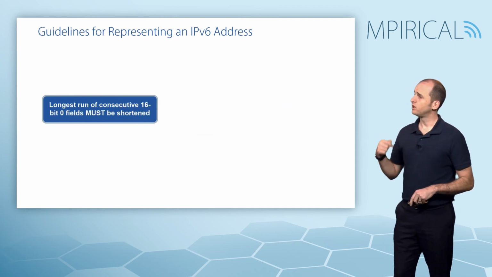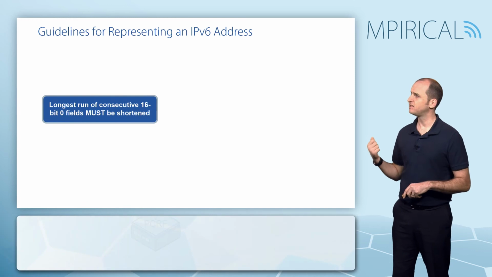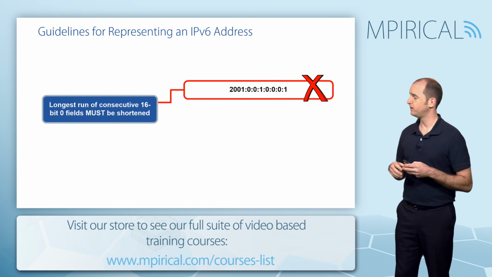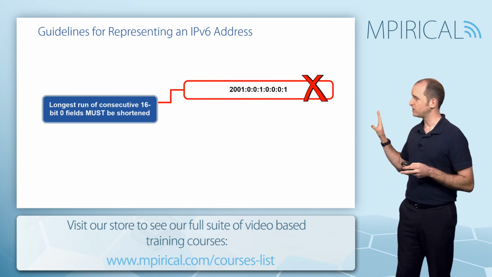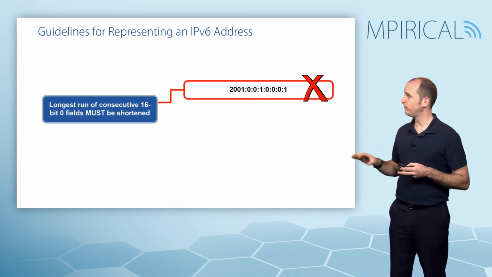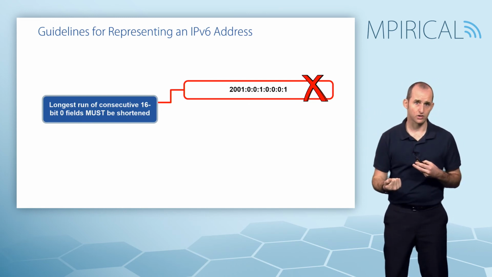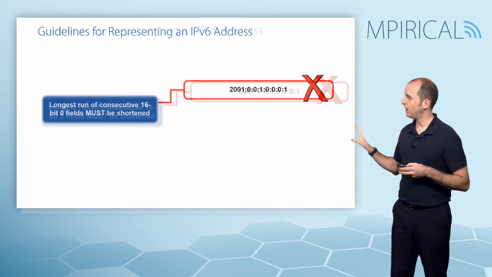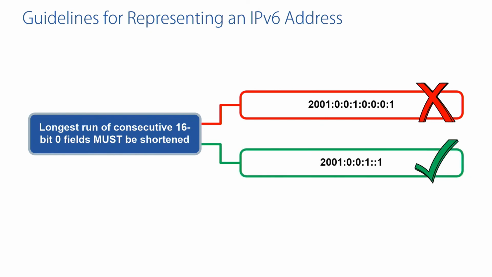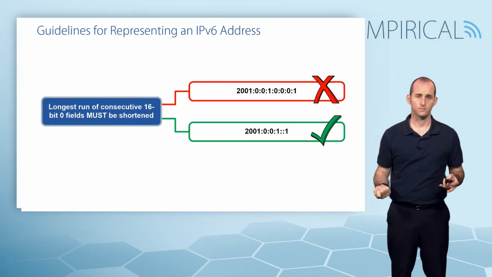The next rule, the longest run of consecutive 16-bit 0 fields must be shortened. So if you have an address like this one, you can see that we actually have 2 sets of 16-bit 0 fields. We've got one which features 2 blocks of 16-bit 0 fields, and we've got another element which features 3 blocks of 16-bit 0 fields. And as the rule says, we will shorten the longest run. So in this case, it's the second block that gets shortened.